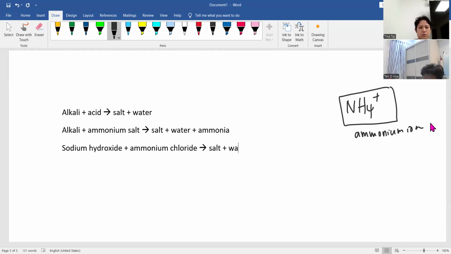So the salt is sodium chloride, water, and ammonia. Can you try and change this to a chemical equation?